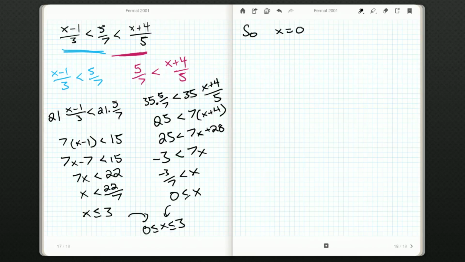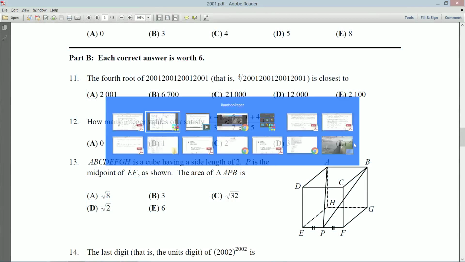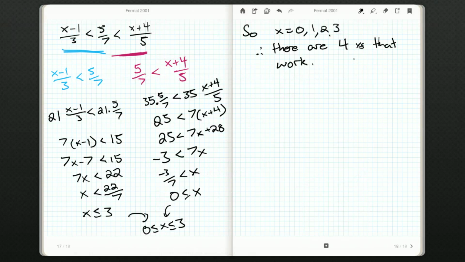So let's just list out the ones that are integers. 0, 1, 2, 3. Therefore, there are 4 x's that work. So, was 4 one of our answers? Oh, you bet it was a potential answer. It's this one here on the end. It's E. So we have our answer of E here.